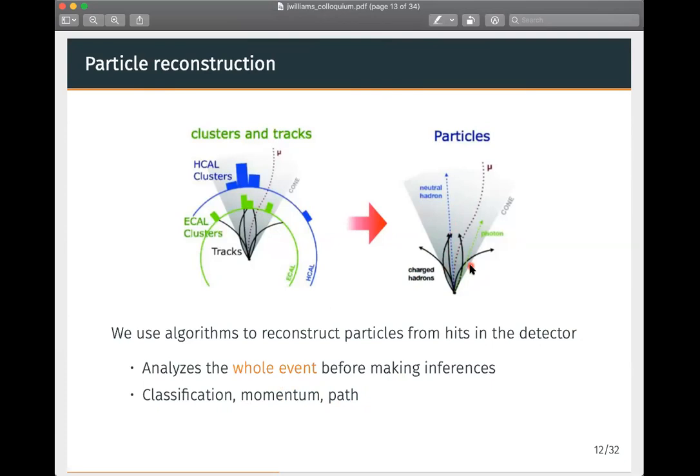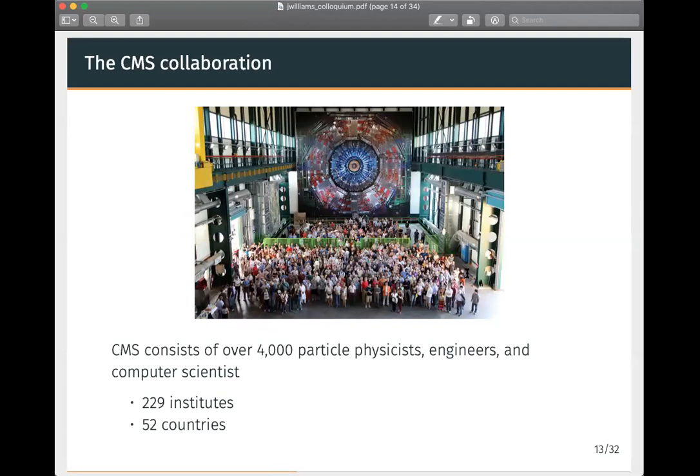Now, this reconstruction isn't a one-person job, right? The development and the improvements of this algorithm really take a whole team effort. Fortunately, CMS, or the people working on the CMS experiment, is one of the largest collaborations in the world. So this collaboration consists of over 4,000 particle physicists, engineers, and computer scientists from 229 institutes from 52 different countries.